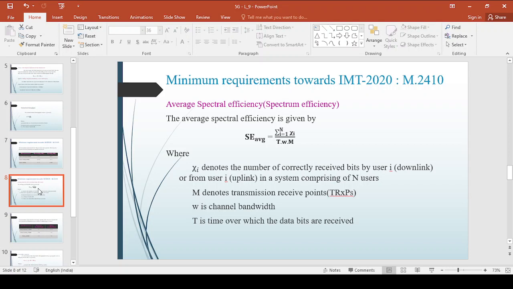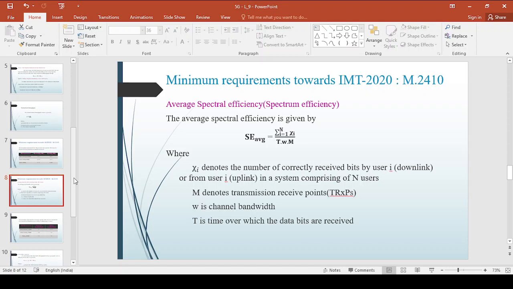Average spectral efficiency, right? Now the average spectral efficiency is given by summation i equals 1 to n of xi, divided by t dot w dot m, that is multiplication of t with w with m. Now what xi denotes, as we already know, xi is the number of correctly received bits by user i in the downlink or in the uplink in a system consisting of n users.